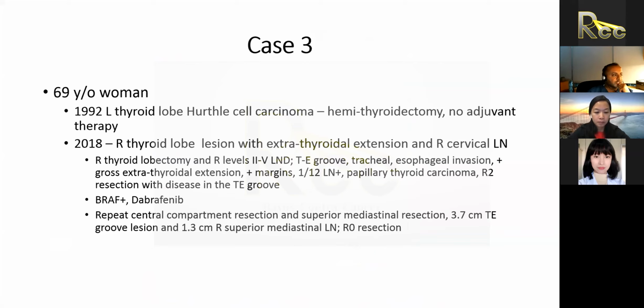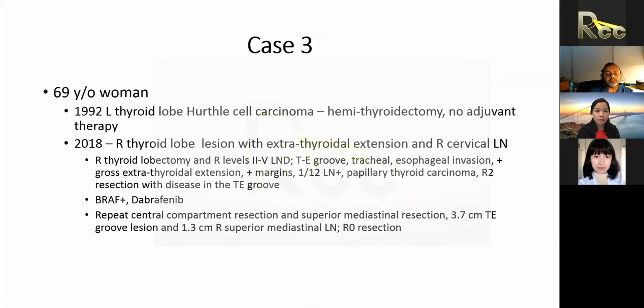So I'm going to share two examples for you today. The first is a patient with differentiated thyroid cancer. This is a 69-year-old woman who had a long-standing history of thyroid cancer, who had a Hürthle cell carcinoma of the left thyroid lobe in 1992, underwent a hemithyroidectomy with no adjuvant therapy, and then did well. And this is the reason I picked this case, to illustrate the point that differentiated thyroid cancer can be a lifelong disease for patients.